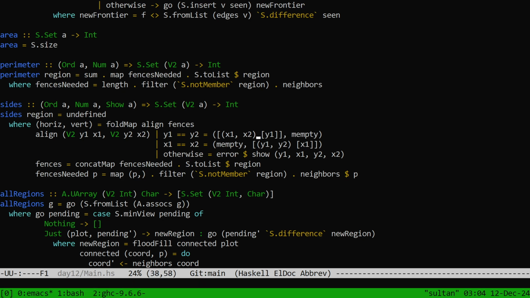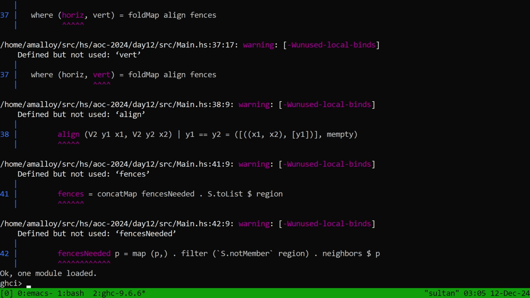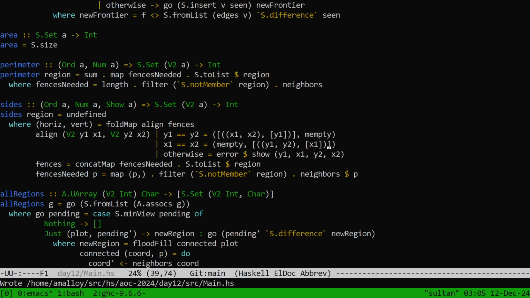Oh, I need a comma. Oh, this... Yeah, it needs to be a tuple. Okay, this is a little bit cursed at this point, but I think that makes sense. Does this still compile? Did I screw it up? No, I didn't. Okay. It might be screwed up, but not in a way that fails to compile.